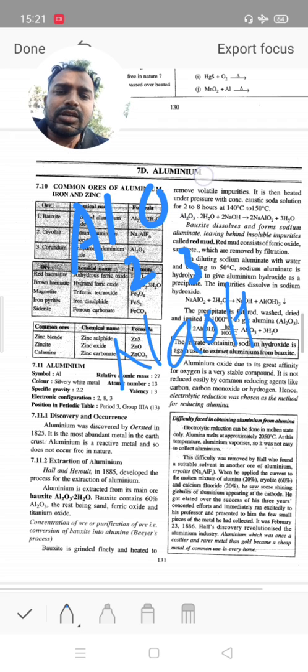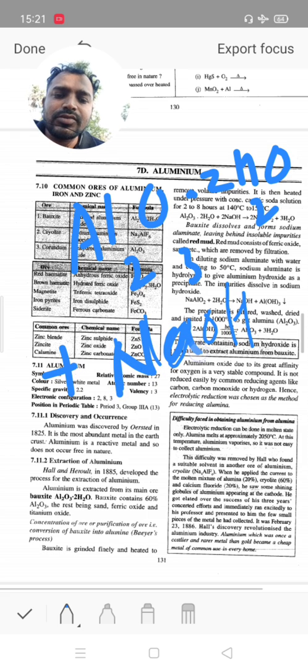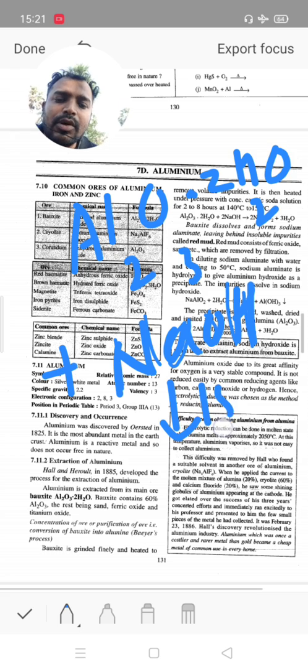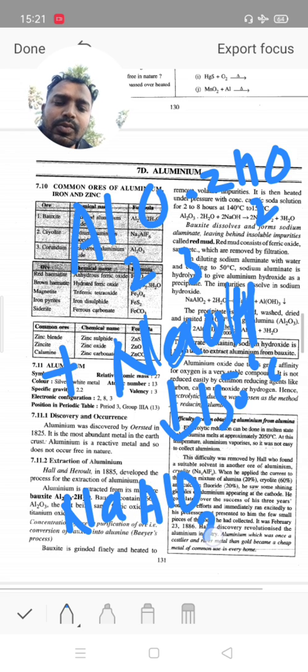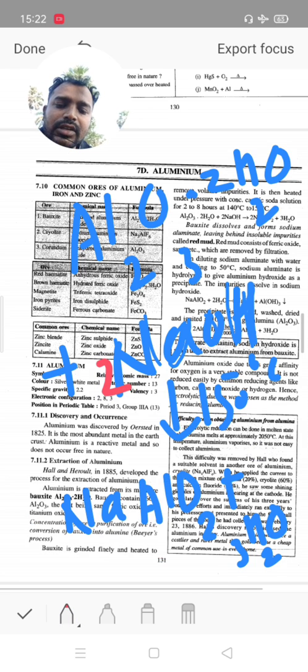Al2O3·2H2O is bauxite. It is heated with sodium hydroxide NaOH at a temperature of about 150 degrees Celsius. We get NaAlO2, sodium aluminate, and 3 times water. In this, NaOH is used 2 times, and we get the product 2 times NaAlO2, sodium aluminate. Bauxite dissolves in sodium hydroxide to give sodium aluminate.